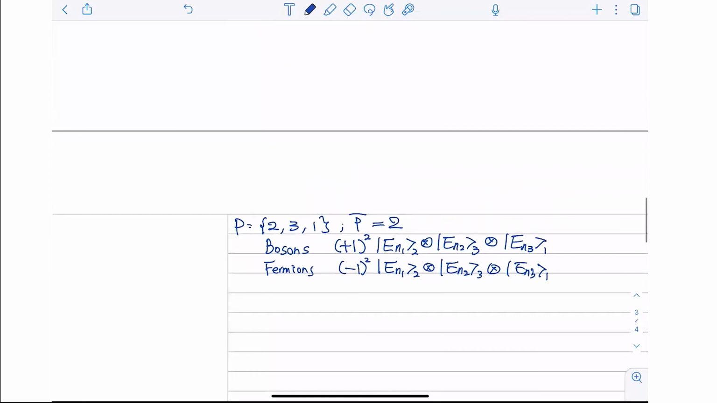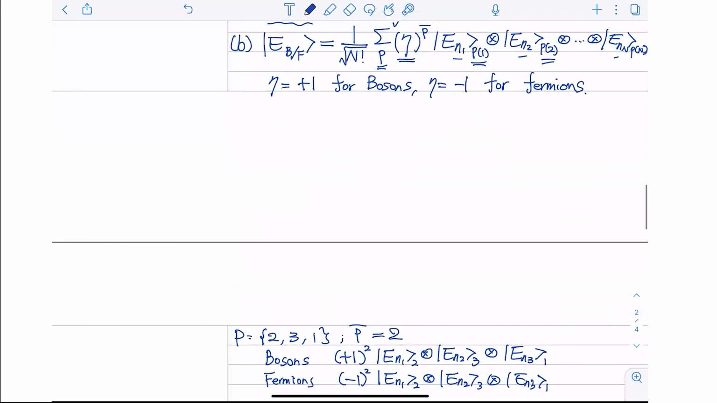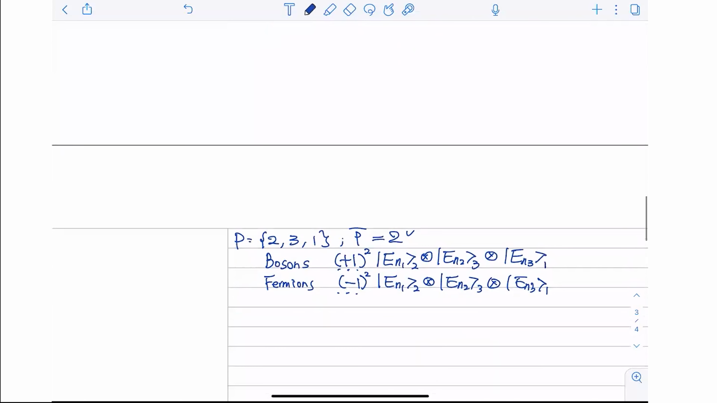So this is one of the terms. We can ask what are the terms that could be different, because here, because of this P bar equal to 2, whether it is boson or a fermion doesn't matter, because +1 or -1 raised to the power of 2 will always be the same. But as we know, for these 3 elements, there are actually 6 different permutations.